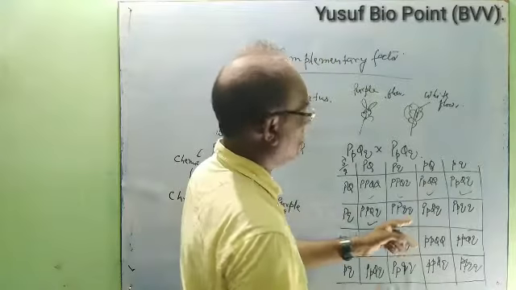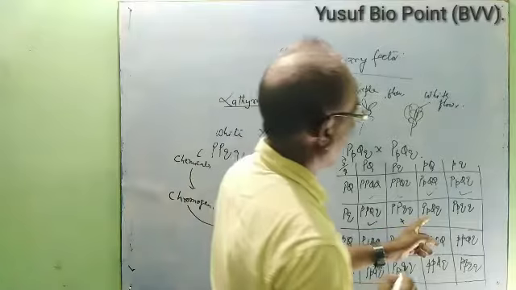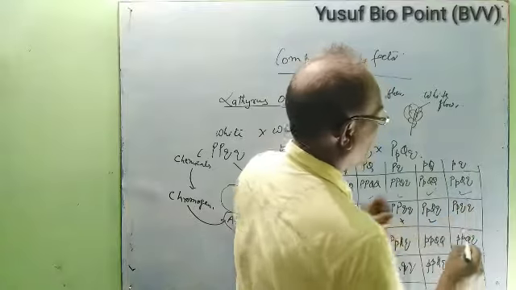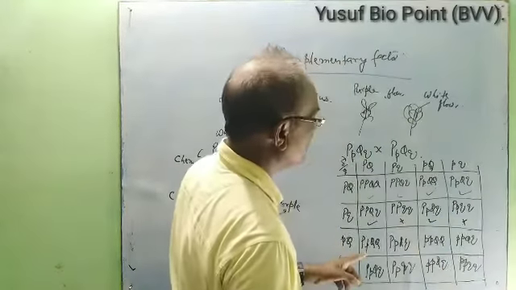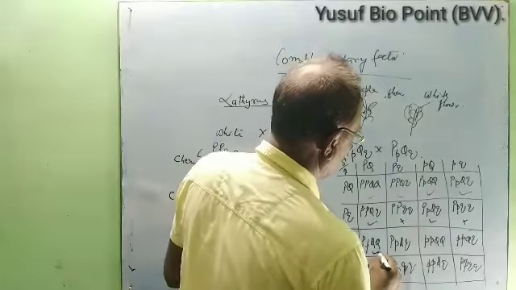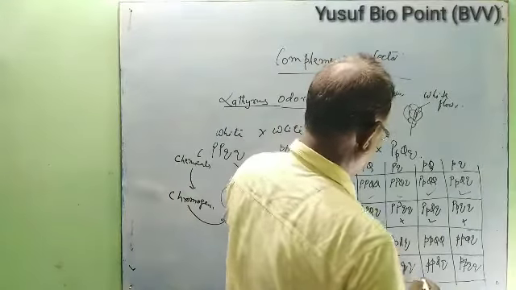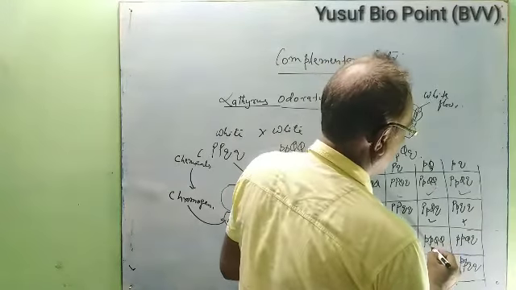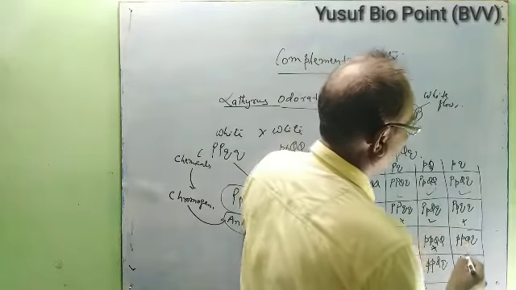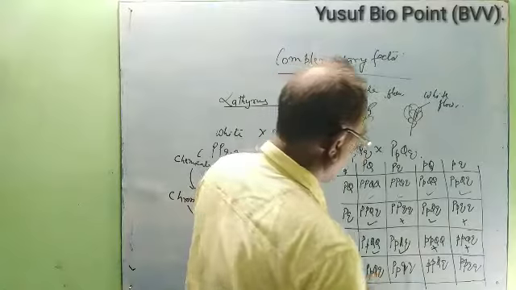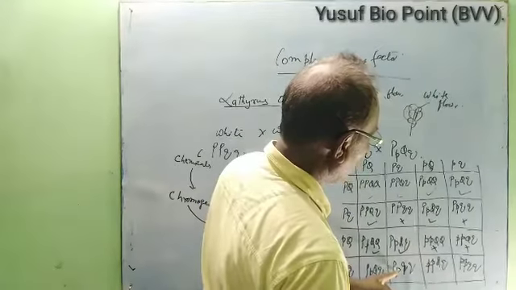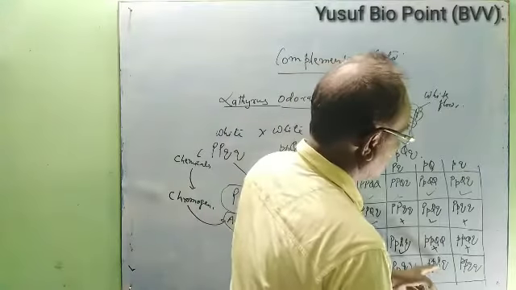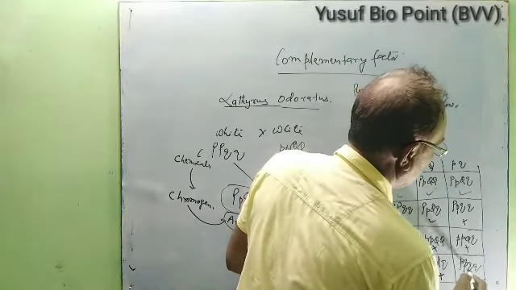Here both are small q, so it will not be colored. Here capital P, capital Q, it is also colored. Here capital P but both small q, so it is also not colored. Here capital P, capital Q, that is colored. Here both small p, only single dominant, so it will not. Here is also single dominant, so it will not. Here capital P, capital Q, it is also colored. Here only single P, that is not. Here only single Q, not. Here it is not.